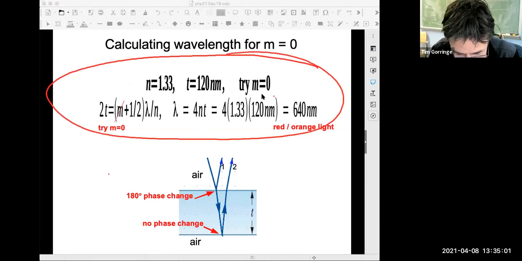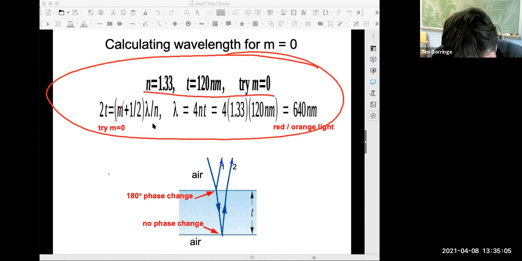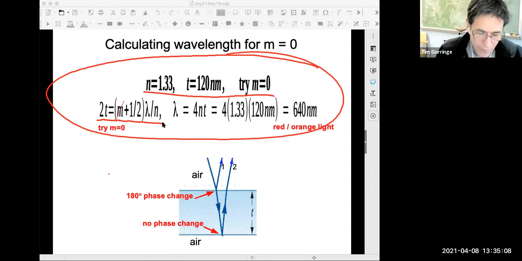Here is my calculation. These are the parameters from the problem. And here is that condition for constructive interference. That extra distance traveled, that's twice the thickness of the soap bubble, is m plus a half times the wavelength of the light in vacuum divided by the refractive index of the material. Now again, I'm guessing m equals 0. We're going to see if the 0th order bright fringe does produce this condition for constructive interference.